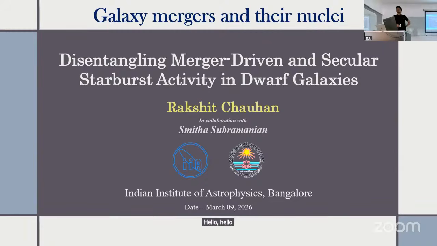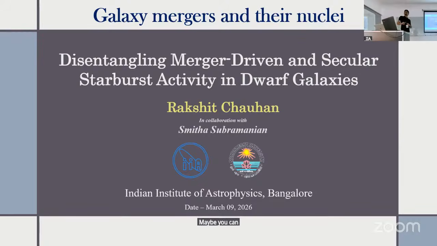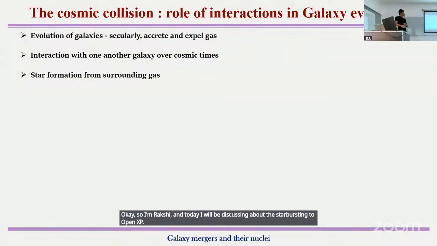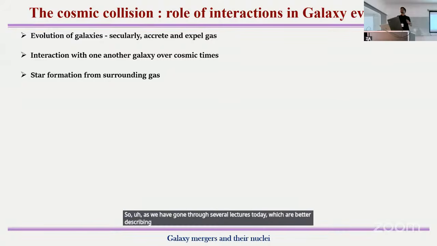Hello everyone, I'm Rakshit and today I will be discussing the Starburst Galaxies. As we have gone through several lectures today, which describe the merger events and the properties of galaxies, I will not go into the details, but just briefly give an overview. A galaxy goes through a lot of internal as well as external processes, and out of the external processes, interaction plays a crucial role in the overall evolution of the galaxy over cosmic time.